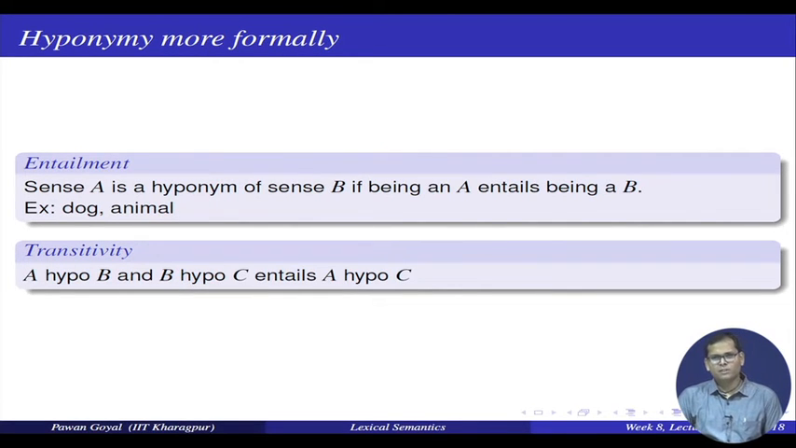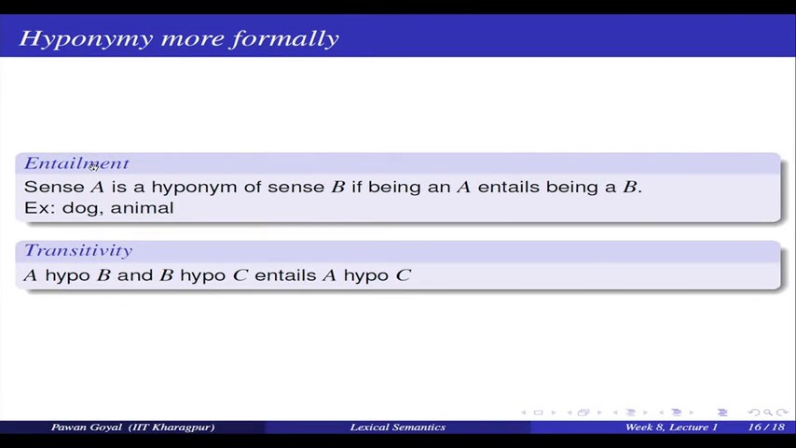With hyponyms we can also define some formal criteria, for example, entailment. If I say that sense A is a hyponym of sense B, that means being an A entails being a B. For example, dog is a hyponym of animal, dog is a subclass, animal is a superclass. So, being a dog entails being an animal. If some entity is a dog, it is an animal, so it will have all the characteristics of animal also imposed on it.